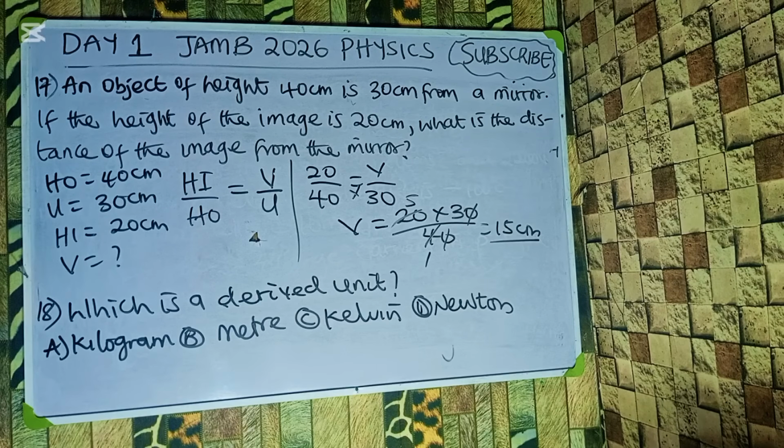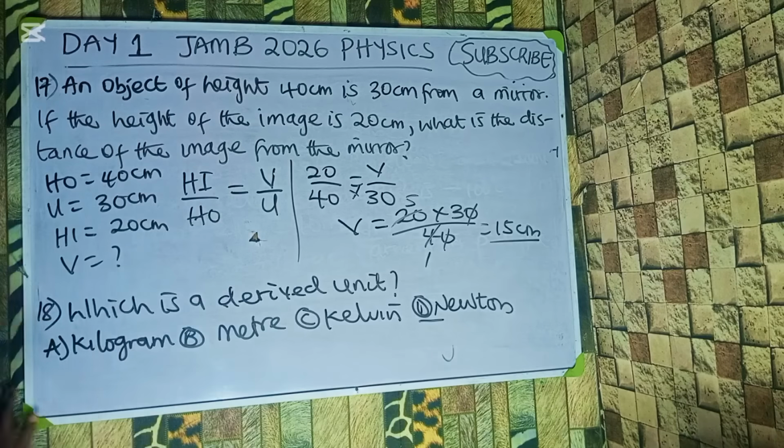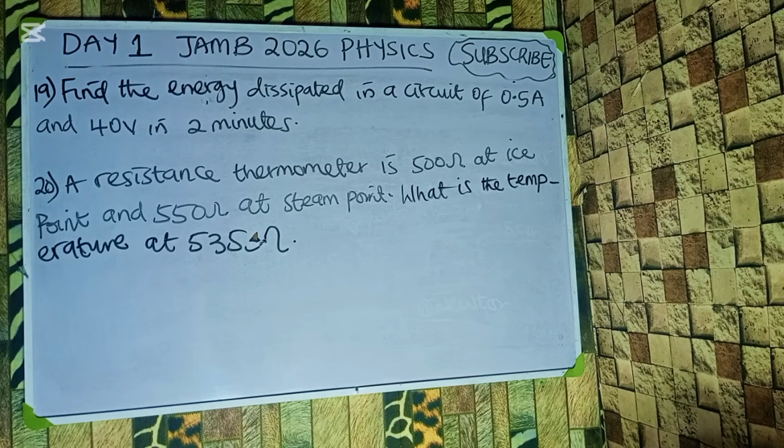Question 18. Which is a derived unit? Option A, kilogram. Option B, meters. Option C, Kelvin. Option D, Newton. So it's only Newton that is a derived unit. So the answer is D. Question 19. Find the energy dissipated in a circuit of 0.5 amperes and 40 volts in 2 minutes.